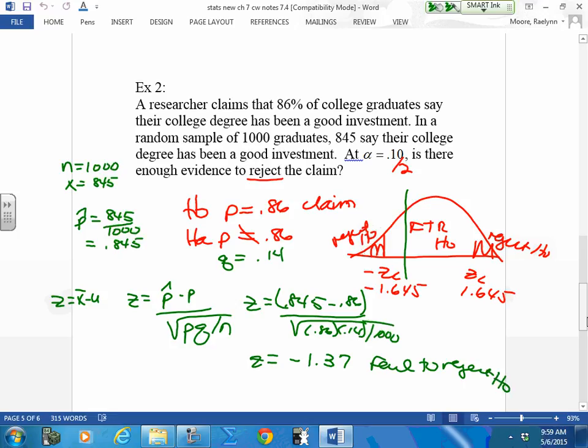H0. Now, if we want to test with p-val, let's test with p-val as well. That's the area that's associated with the z-score. Look up the area in table 4 for negative 1.37. And because this is two-tailed, we have to take that area and times it by 2. Okay, so let's look this up. Let's just follow this all the way through so it makes sense to you. So 0.0853. And we're going to times it by 2.